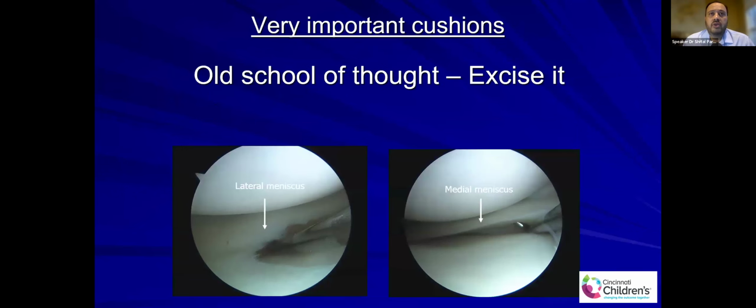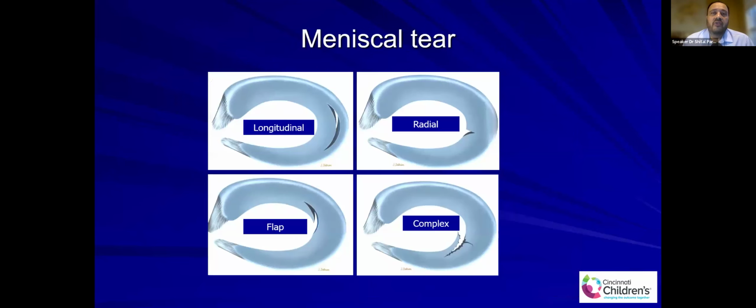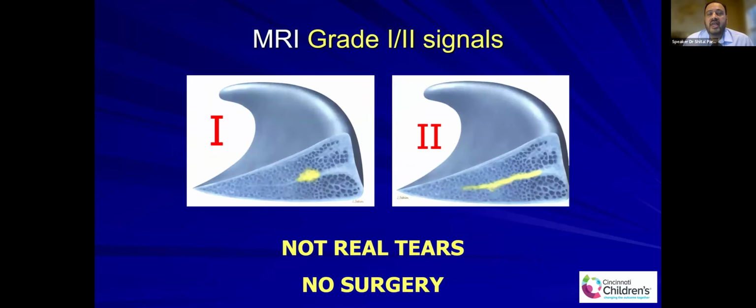About meniscus injuries, the old school of thought is that you can excise it if it's torn, and the patients do very well. The issue is that with long-term results, we found out that the amount of arthritis that your knee has is proportional to the amount of excision of the meniscus. So now the idea is to save it. Of the various types of tears, you would see on MRI reports: longitudinal, radial, flap tears, complex tears.